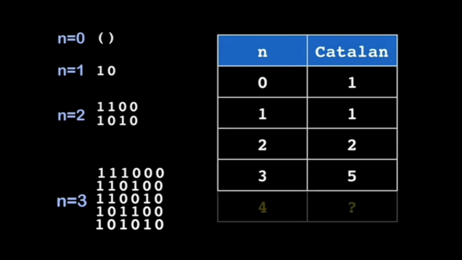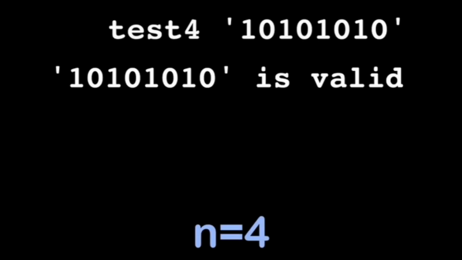Can you predict the next Catalan number in the series 1, 1, 2, 5? In other words, the number of strings for n equals 4. The verb named test4 will guide your search.